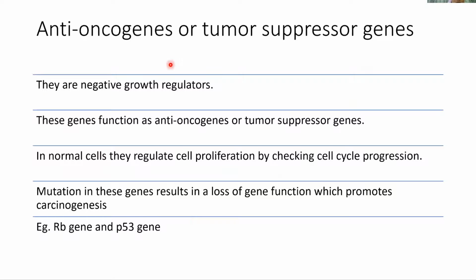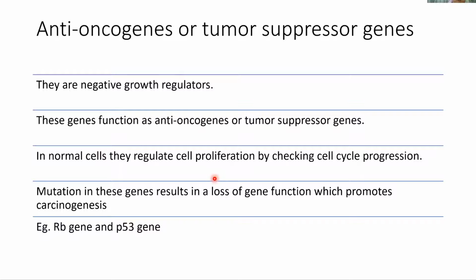Anti-oncogene, or tumor suppressor gene: the name is anti because they are negative growth regulators. In normal cells, the function of anti-oncogenes is to suppress or regulate cell proliferation.